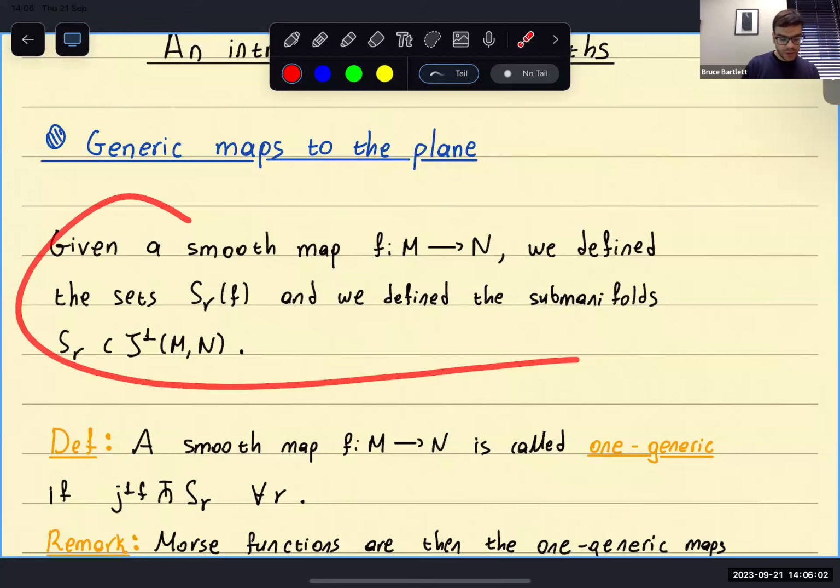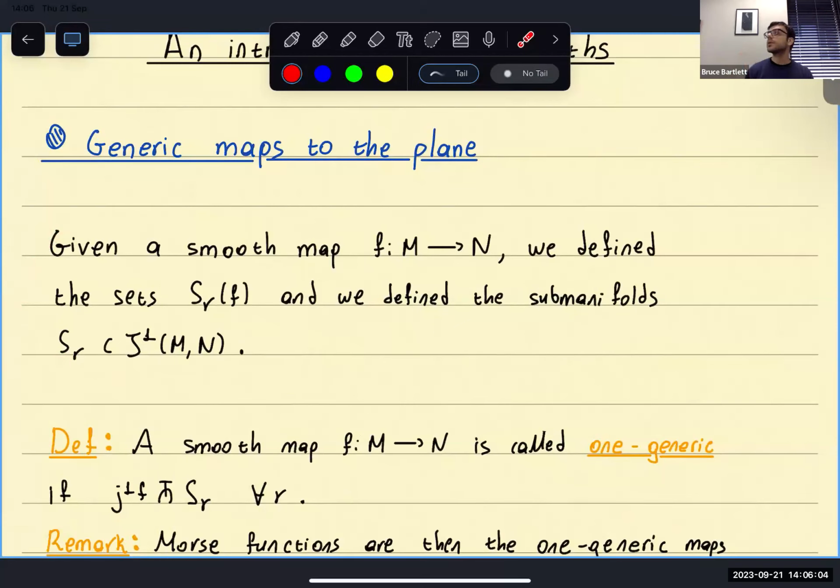The thing that I want to remind you of is that if you give me a smooth map from M to N, we define those sets S_r(f). So these are the critical loci of points in M where the differential of f drops rank by r. And we also define these smooth submanifolds S_r of the first jet space from M to N, which consists of those jets where the differential of the germ drops rank by r.